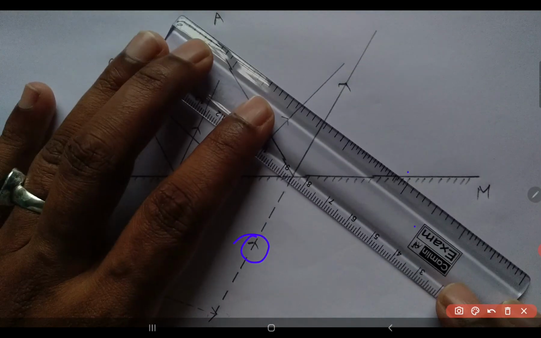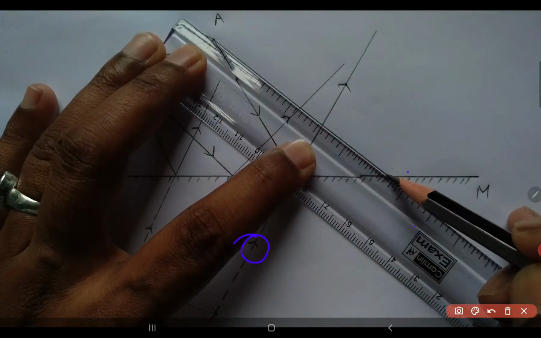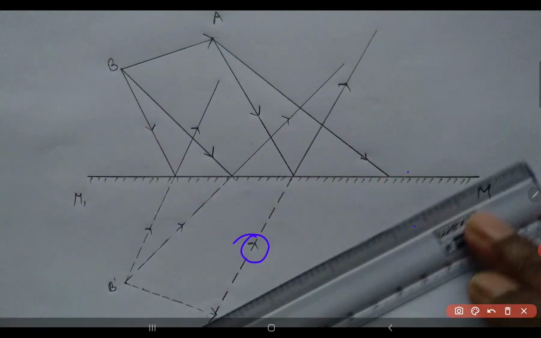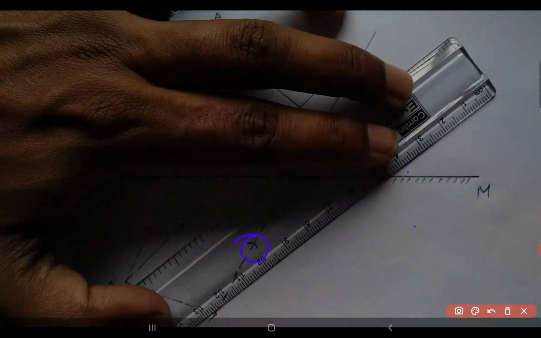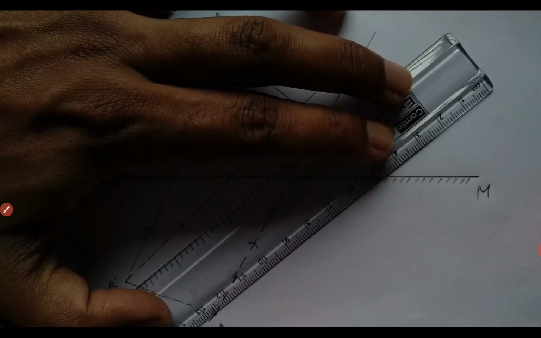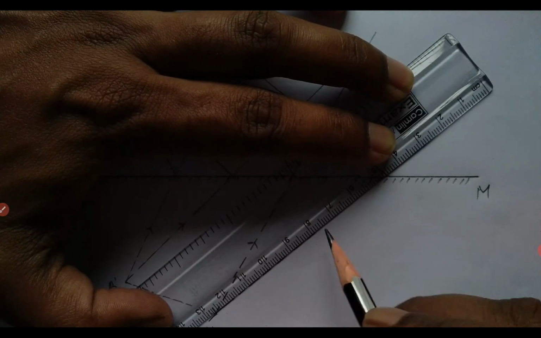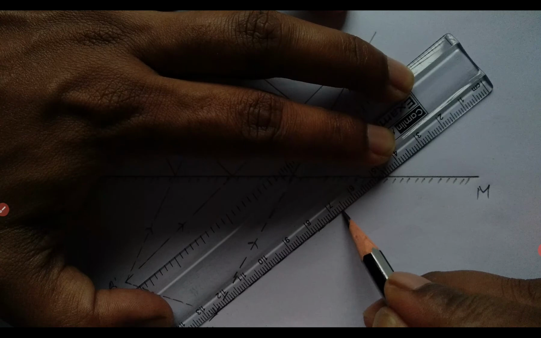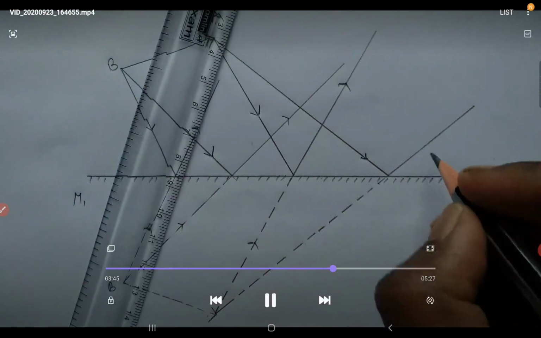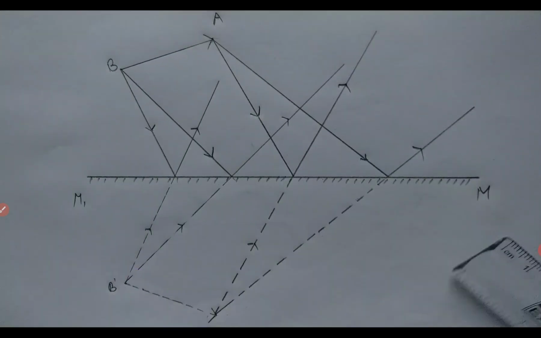Then the last ray coming out from the point A, and here we have the incident ray. Then I am drawing the reflected ray as well, like before. Now with the dotted lines, and then we have the straight reflected ray. Now the rays are over.